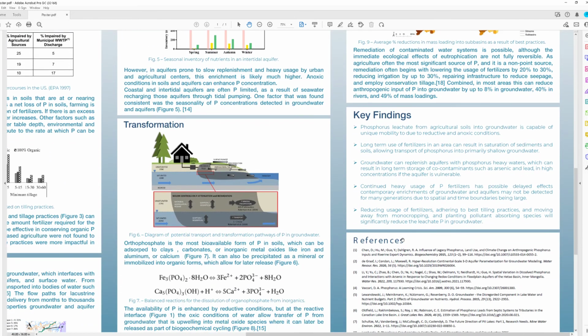So the key findings that I had to take away was the phosphorus leachate can find its way into groundwater and has unique mobility there. This is because of the long-term use of fertilizers. Groundwater can replenish aquifers and lakes with phosphorus and other nutrient-heavy waters at a rate that is a lot larger than we used to think it was. Continued heavy usage of these phosphorus fertilizers could have possible delayed effects from storage inside aquifers, and reducing the usage of fertilizers and adhering to these best practices is really the best way forward. So thanks.